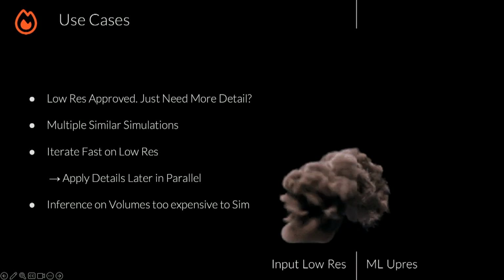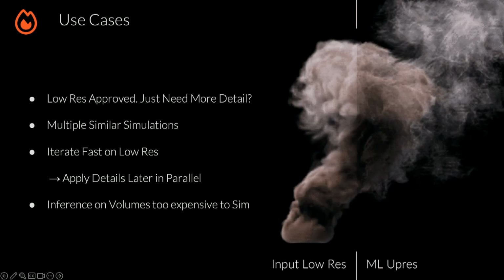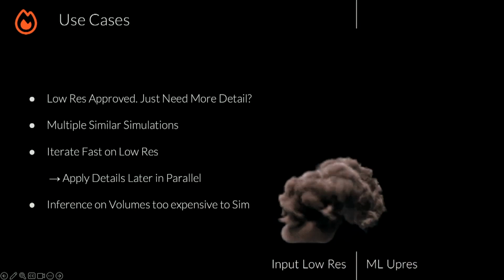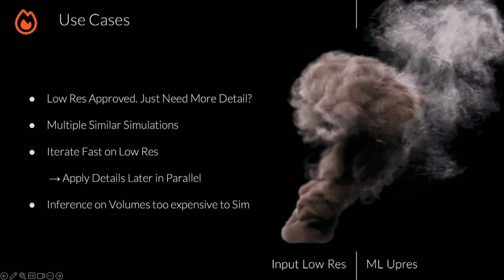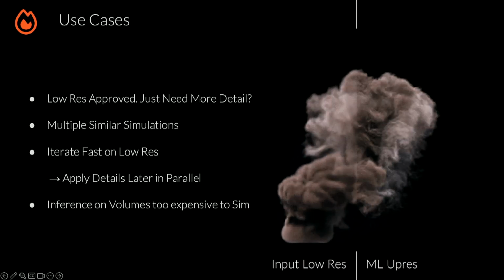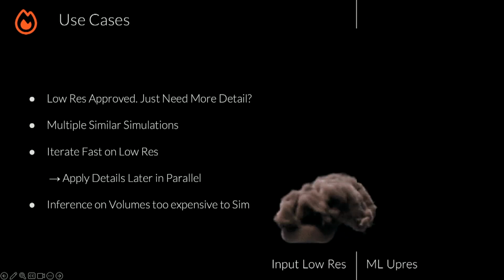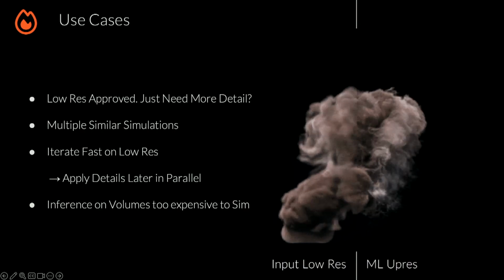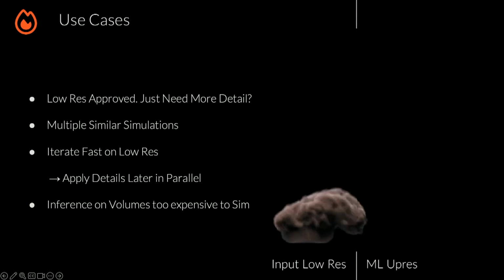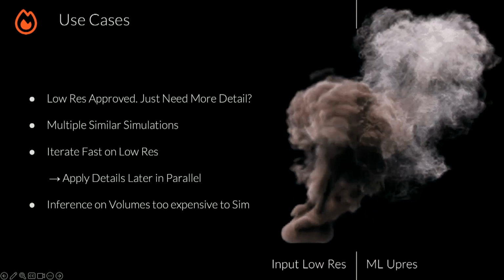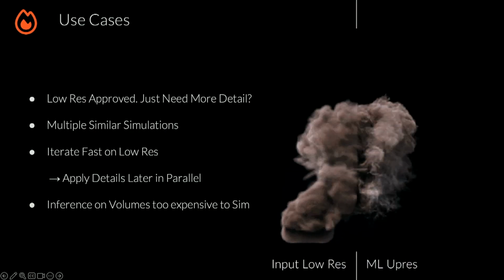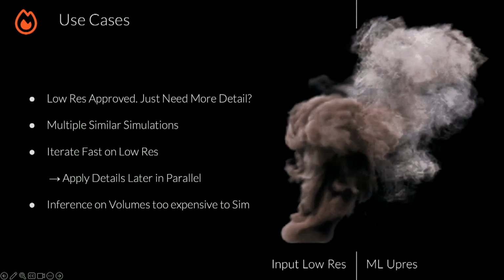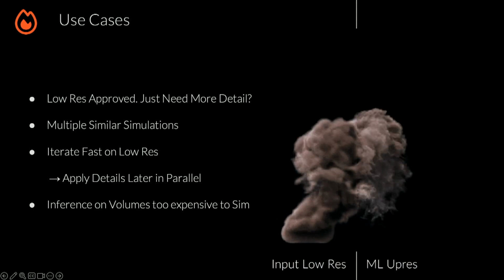There are also a few other applications this can be used with. So you have multiple similar simulations, like a carpet bombing scene in an action movie. You can train on one high-res simulation and then apply that model to all the other explosions. It's also handy to iterate fast on a low-res simulation, and then when you find a look that you like, you can add more detail to all frames in parallel. And lastly, you can up-res volumes that are too big to efficiently simulate in the first place. Clouds are a good example of this. I'm going to hand it to Jakob, and he's going to tell you how it works. Thank you, Nick.